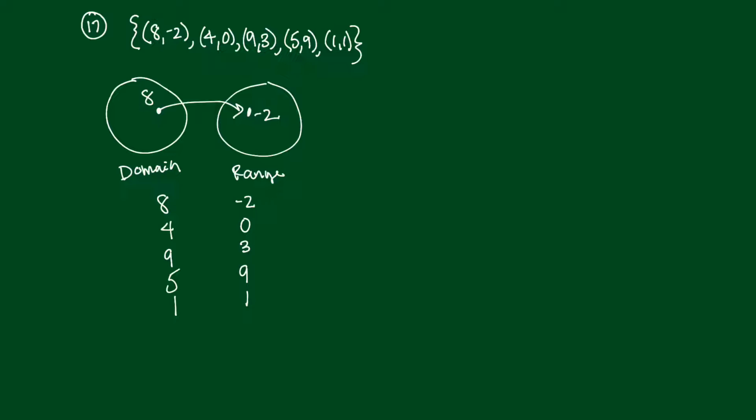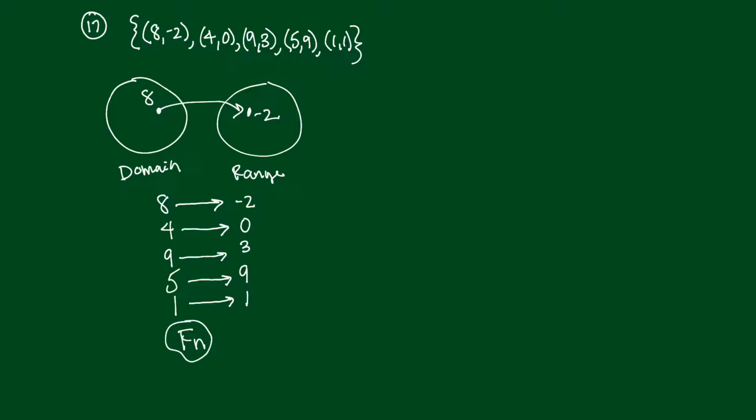And now the relation does this. It takes an 8 and converts it into a -2. It maps a 4 over to a 0, and only 0. 9 goes only to 3, 5 goes only to 9, and 1 goes only to 1. So this relation is a function because one domain element goes to exactly one element in the range.